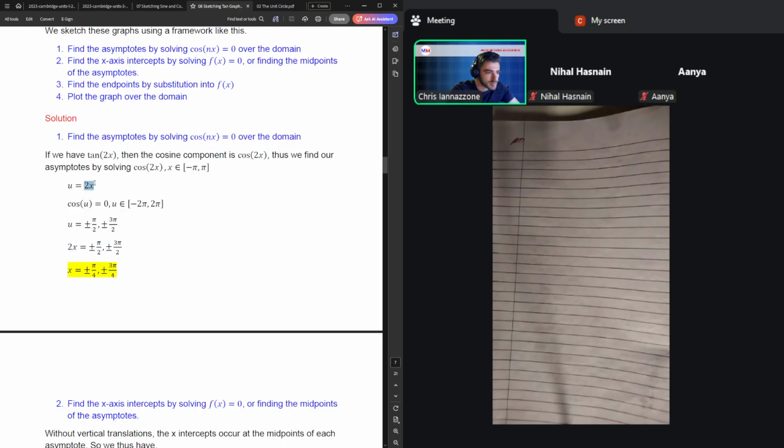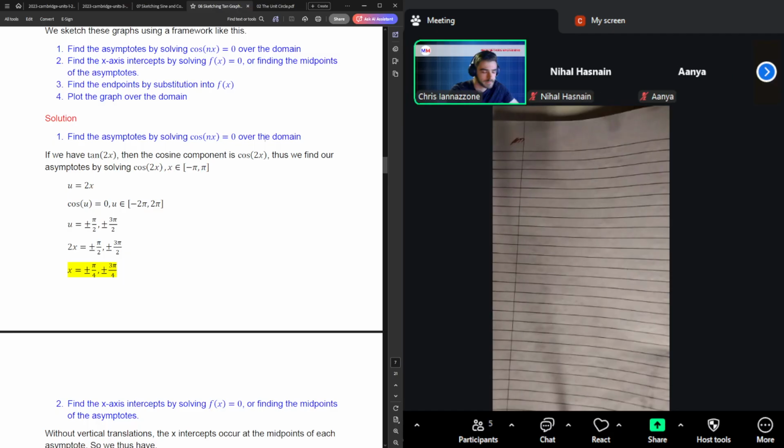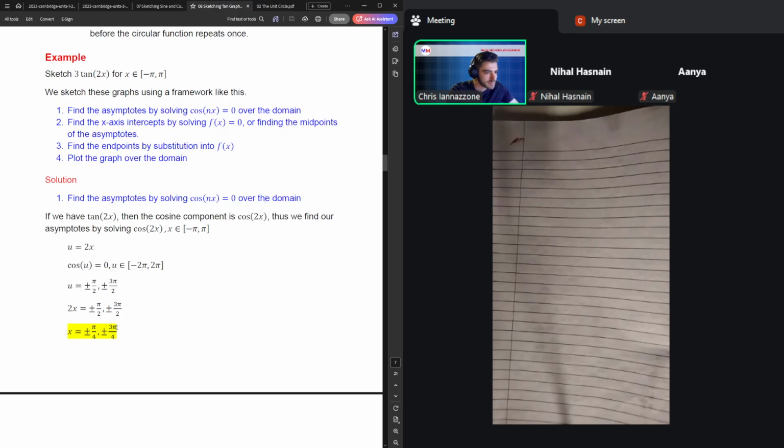What we're going to do then is just put it back in terms of x, because our graph is in terms of x. Divide everything by 2, and then you get your asymptotes where you expect them in the domain that you've expected to end at. We can see that neither of these values will exceed negative pi or pi. Any questions about finding those asymptotes so far?